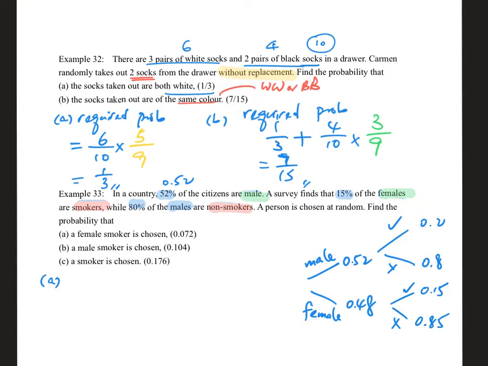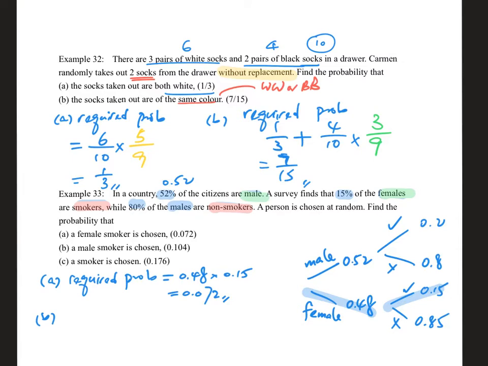Now let's see. Part A, required probability. A female smoker is chosen. So you first choose a female, then choose a smoker. As a result, it is equal to 0.48 times 0.15, which is 0.072. Is that okay for you? Choose a female first, then smoker.